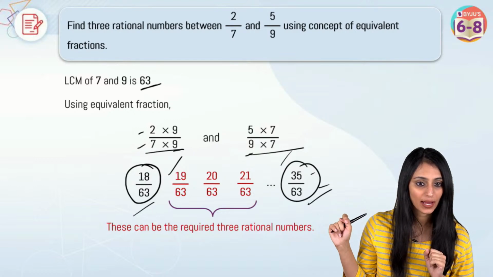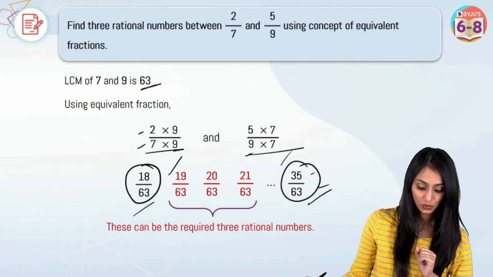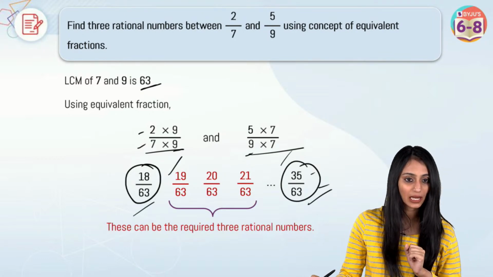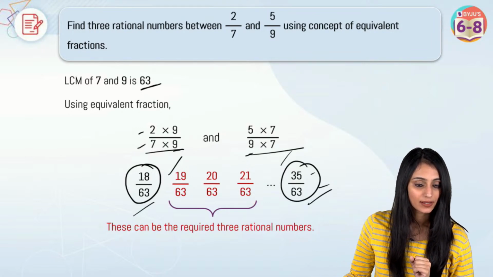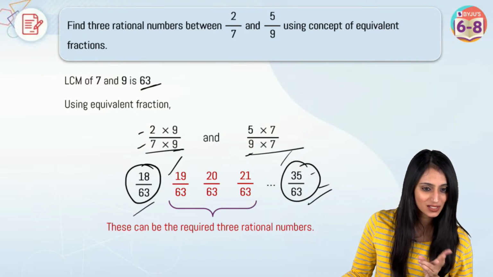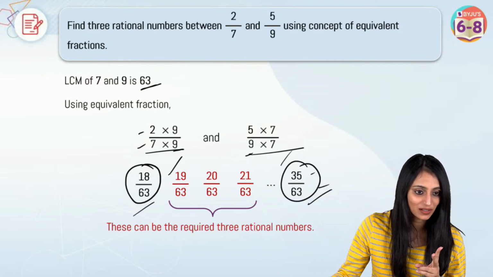Nandini, confused. Why? Dibyanshi, 19 by 36, 20 by 36, 22 by 36. How come you're getting 19 by 36? This is not lying in between them. Dibyanshi, please check your answer one more time. It's 63. Were you writing 63 instead of 36? I think there must be some typing error.